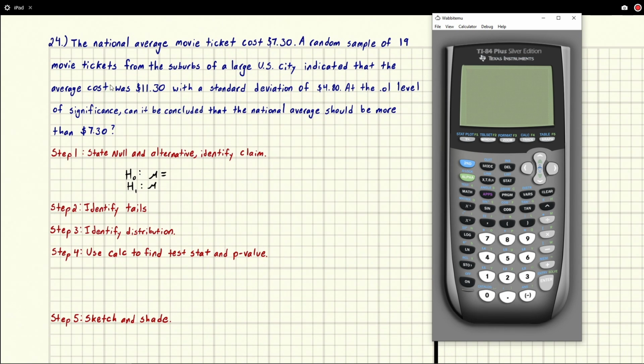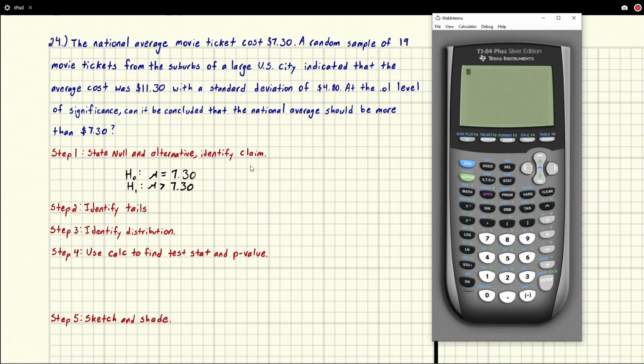determined by what they say, usually near the end. If we look at the end here, it says, can it be concluded the national average should be more than? So we're saying, should it be bigger? And then more than $7.30. So they're saying it should be bigger than this amount. And at the very beginning, they say that the national average of the movie ticket is $7.30. So that is our null hypothesis and our alternative hypothesis.